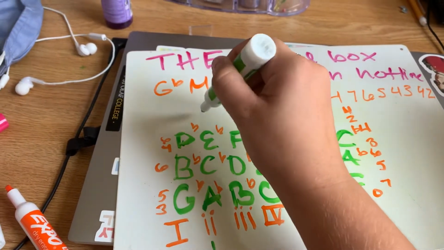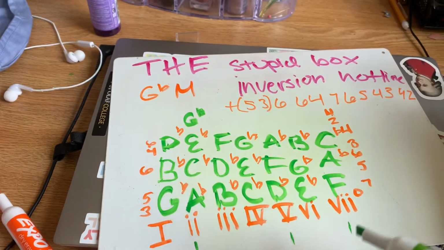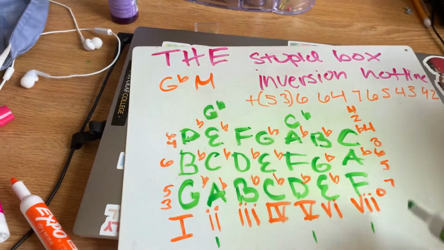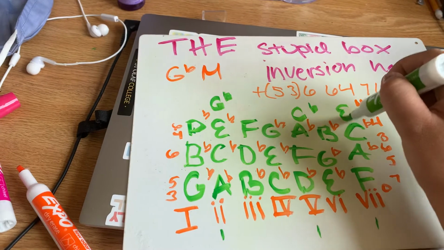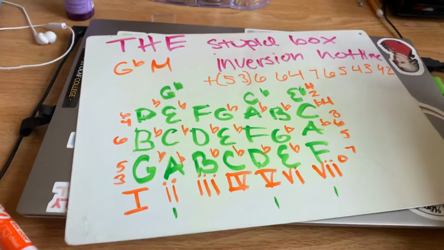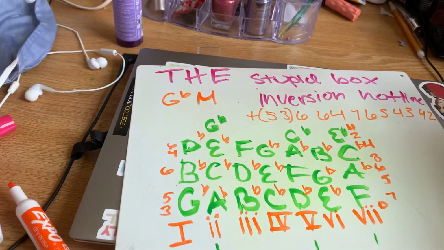So I have A, C, E, G. Oh, G is going to be flatted. Can't forget it. D, F, A, C. C is going to be flatted. And F, A, C, E. And E is going to be flatted, right? So now look, I have all of my chords, all of the qualities. I have them all spelled out, right?